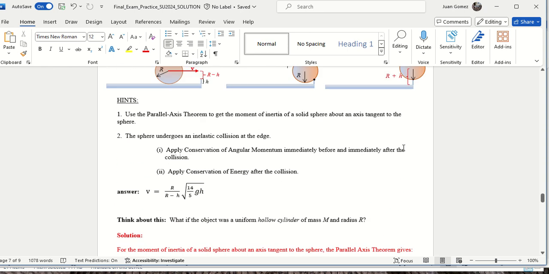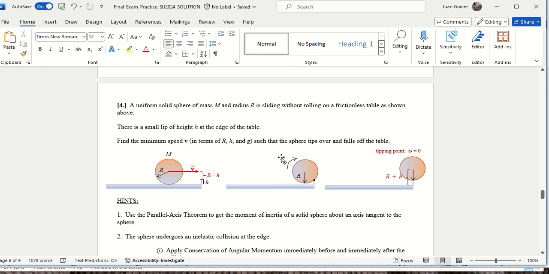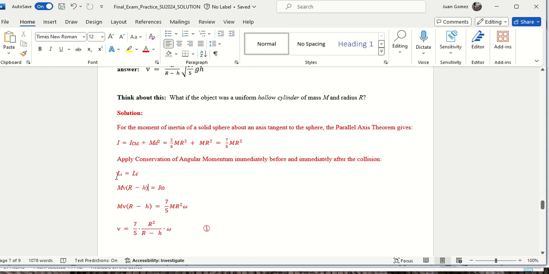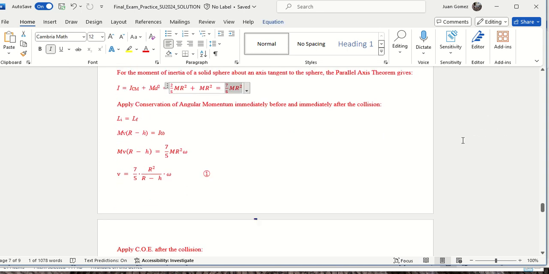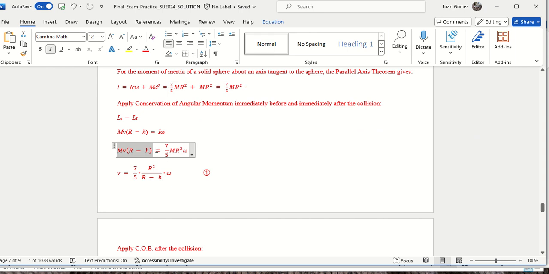Now, immediately after the collision, in the second panel, the uniform solid sphere is beginning to rotate with some angular speed omega. That's immediately after the collision. Well, L final is I omega. And what is I? Well, we know I is, by the parallel axis theorem, 7/5 MR squared. They are equal, you don't set them equal: Li equals Lf. So you get this equation: Mv(R minus h) equals 7/5 MR squared omega.